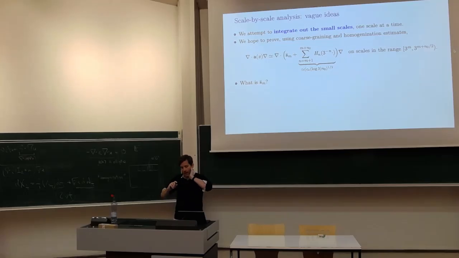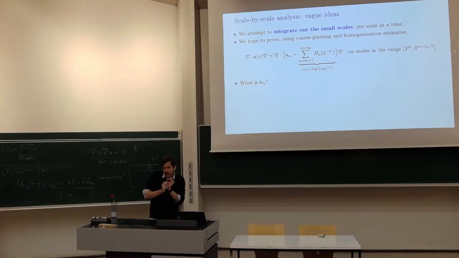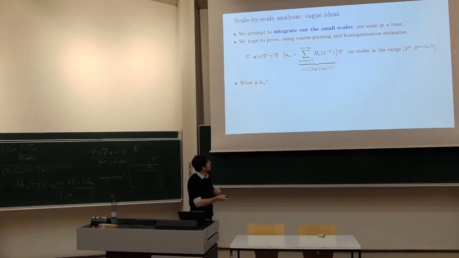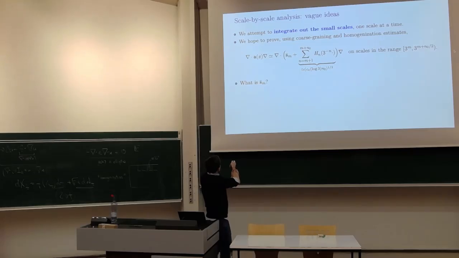So you should think about m as being very big and n naught as being like 12. Okay, so it scales between 3 to the m and 3 to the m plus 6. And I want to show that this is looking like the divergence of, this thing is a scalar matrix, so it's like you could think of it as a number or a multiple of the identity matrix.